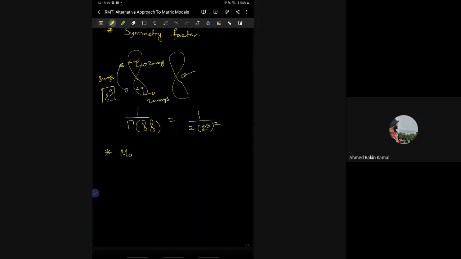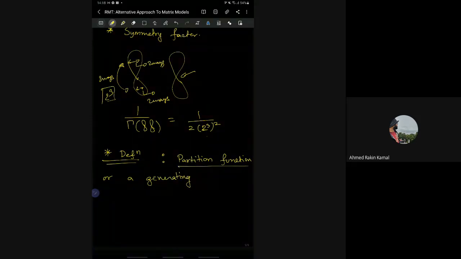So we will call this our generating function, or you can call this the partition function as well. So let's make a definition. We'll call this the partition function, or a generating function. It's better to call it the partition function, because sometimes we call a different thing a generating function, but you can say that it's a generating function for our graph.